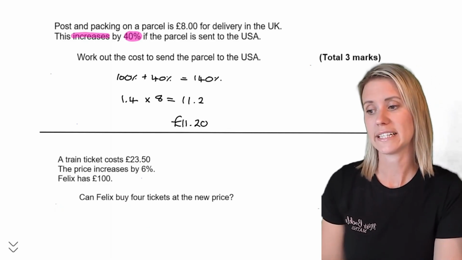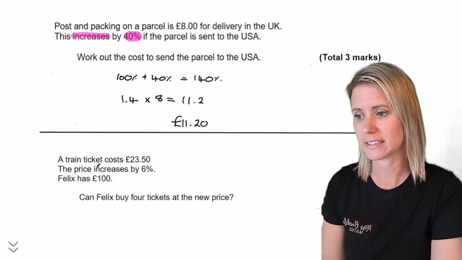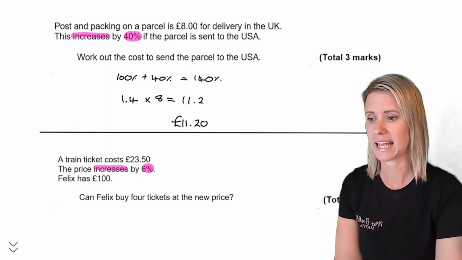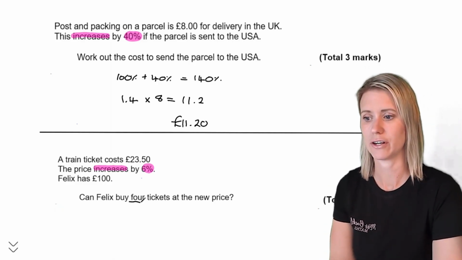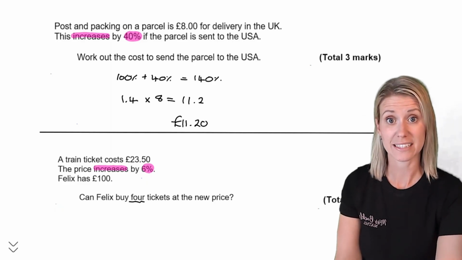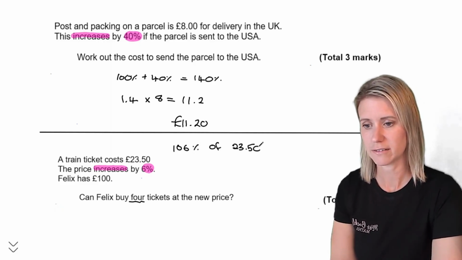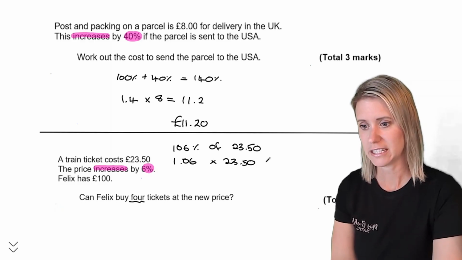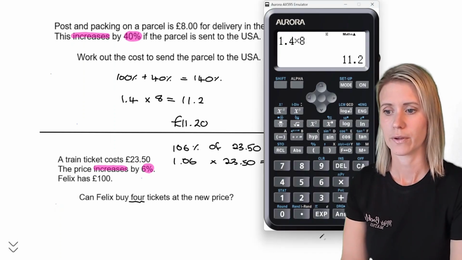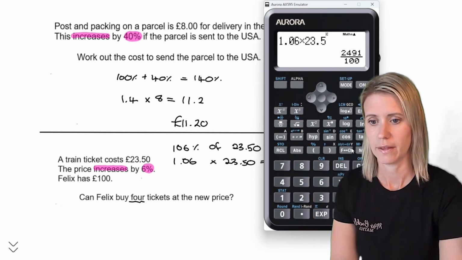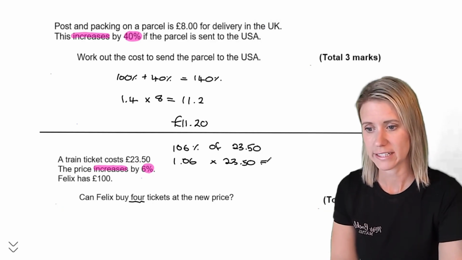A train ticket costs £23.50. The price increases. Once again, it's going up by 6%. Felix has £100. Can Felix buy 4 tickets at the new price? Let's work out what 1 ticket is. We're increasing £23.50 by 6%. So we want 106% of £23.50. So as a decimal, 1.06 times by £23.50. This will tell us the cost for 1 ticket. 1.06 times by 23.5 is £24.91.